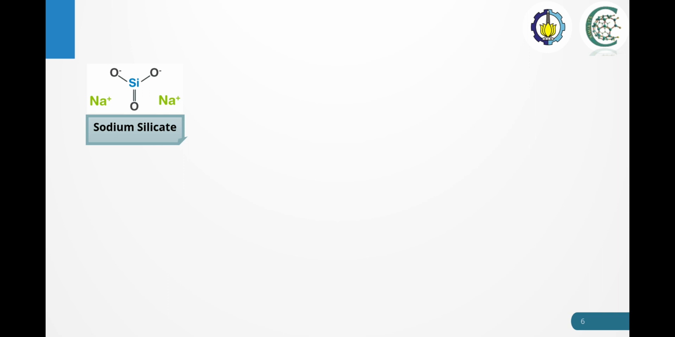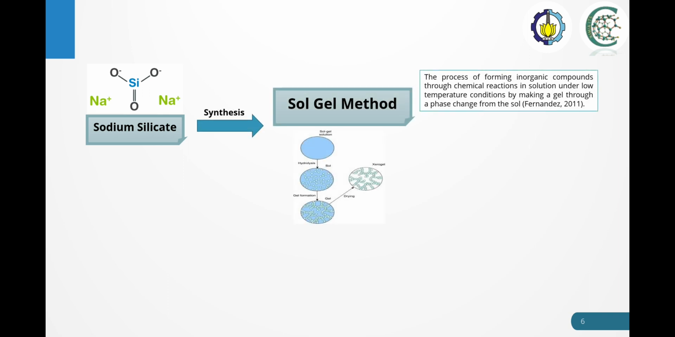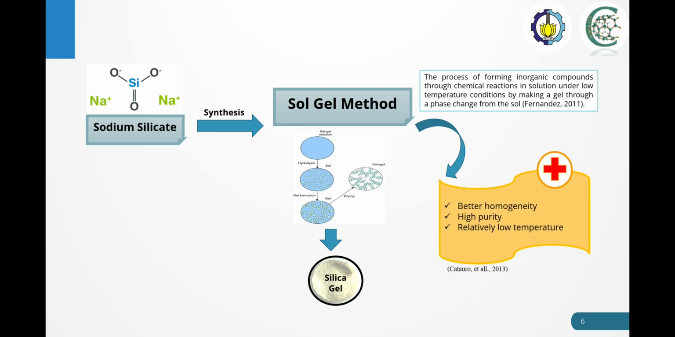And sodium silicate can be synthesized by the sol-gel method. The sol-gel method is the process of forming inorganic compounds through chemical reaction in solution under low temperature conditions by making a gel through a phase change from the sol, which will produce the product silica gel. The advantages of this method are better homogeneity, high purity, and relatively low temperature.